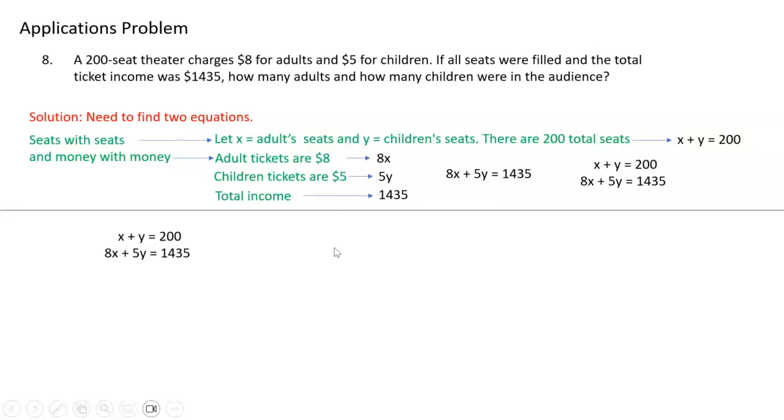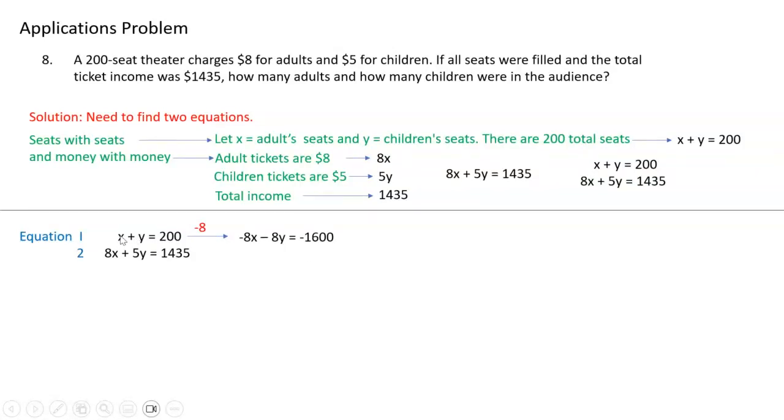Now we're going to solve it by the elimination method because it's easier, right? Which means I'm going to get rid of the x's. Well, guys, it doesn't matter what you want to get rid of. You get the same answer. But to start off, I want to get rid of the x's. So I'm going to multiply the first equation by -8.